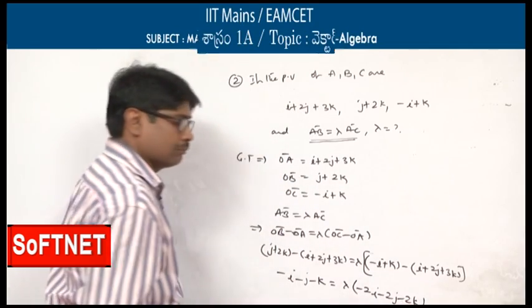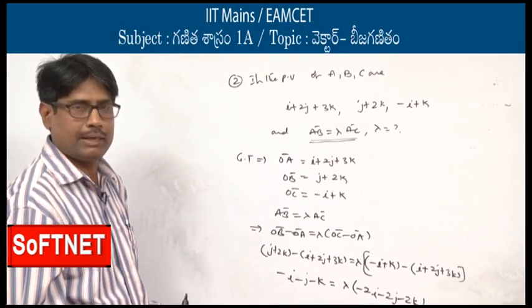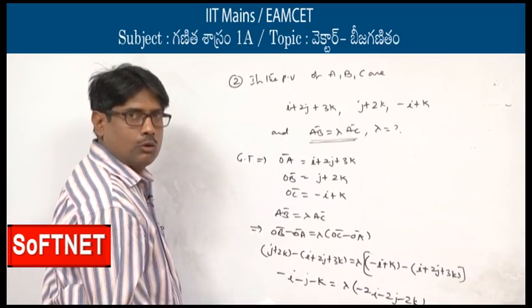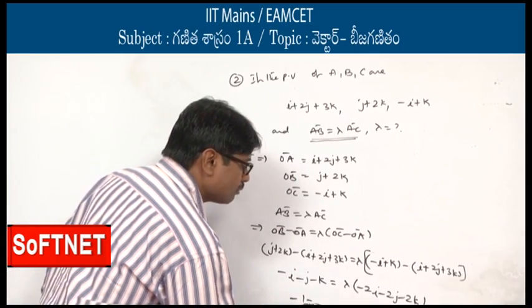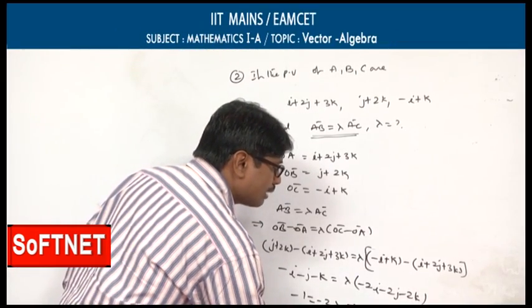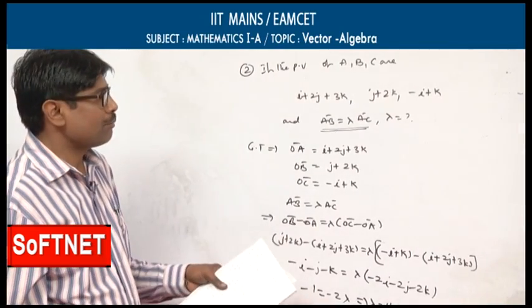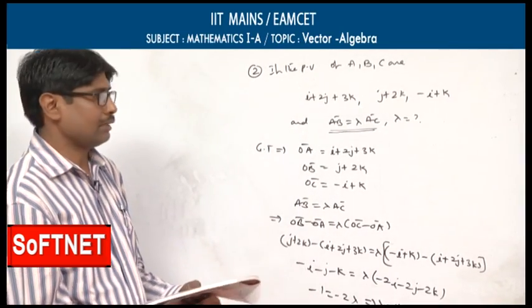and K bar minus 2 times K bar. Now, as we noticed that I, J, K are linearly independent, equating their coefficients, minus 1 is equal to minus 2 lambda. This implies lambda is equal to 1 by 2. For lambda equal to 1 by 2, A, B, C will be parallel.